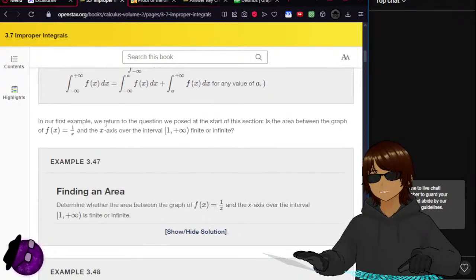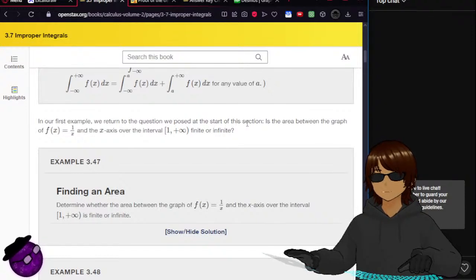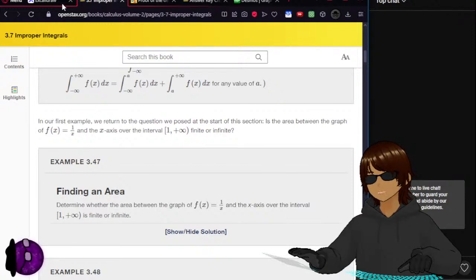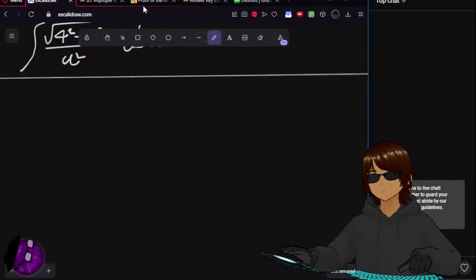In our first example, we return to the question we posed at the start of this section. Is the area between the graph of f of x equals 1 over x and the x-axis over the interval finite or infinite? I don't think 1 over x converges.